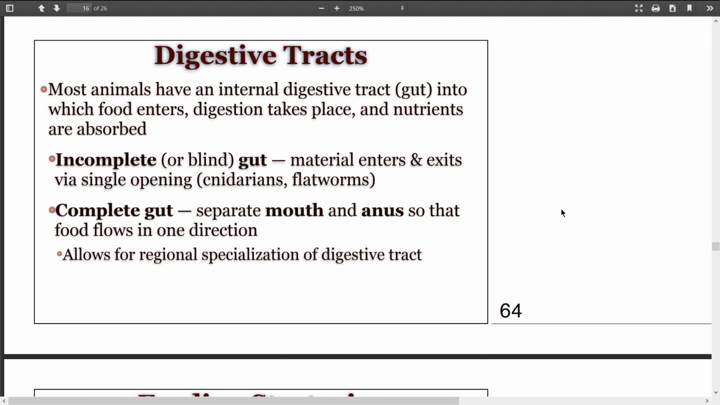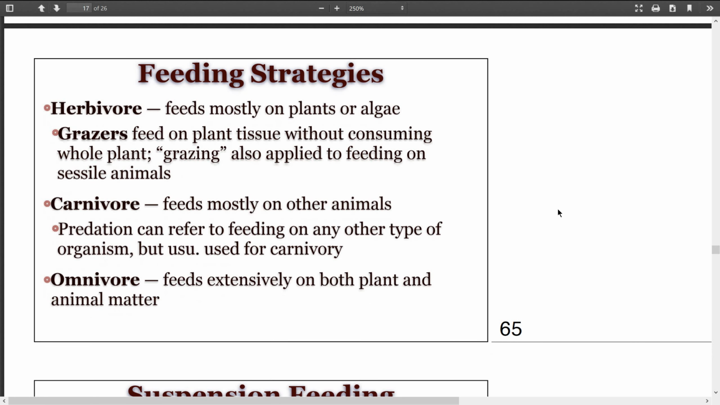It also allows you, because you're basically working in a kind of assembly line fashion, to regionally specialize your gut. So the first part of your gut can break down big particles, the second can be more for chemical breakdown, the third part can be absorption of nutrients. So you can have much more specialized regions of the digestive system to further increase the efficiency of the whole thing. And so again, that's something to look at when we look at the various organisms. What kind of a gut do they have? Incomplete or complete?